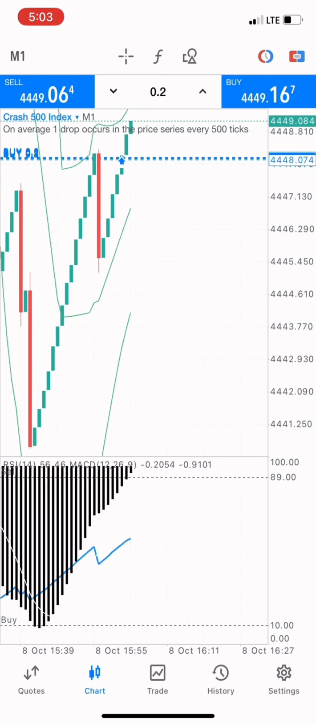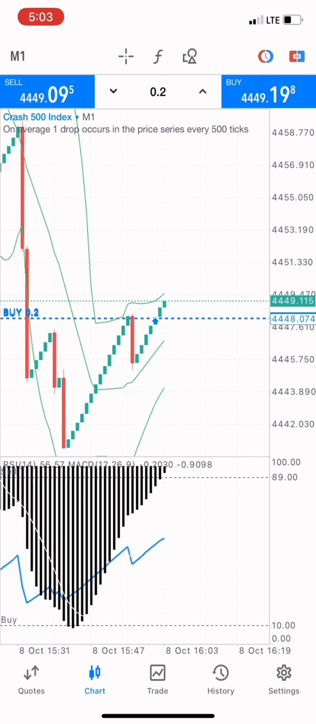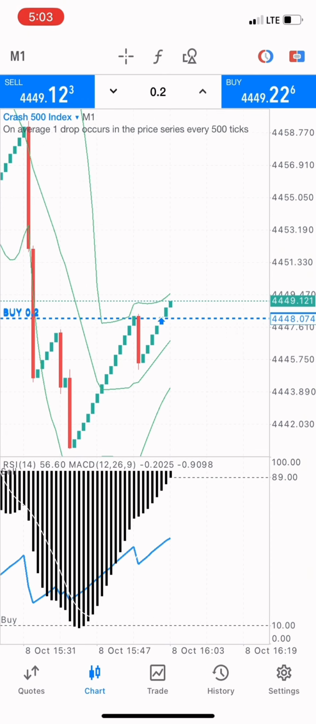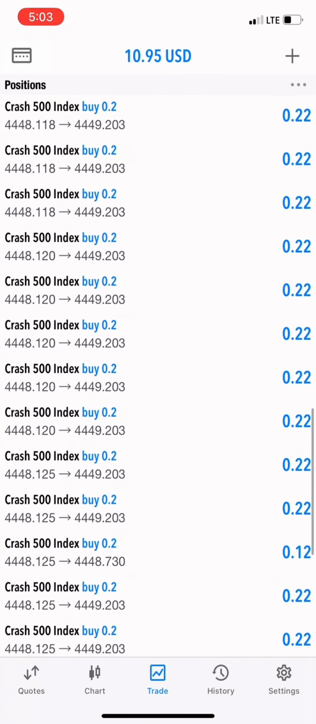So what I did on this trade is that I opened into many positions so that I will be able to make the profits as quick as I could. As you can see right here, I opened into many positions, and right now I was able to earn over $10, as you can see.